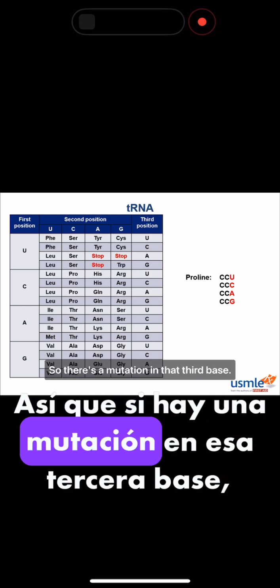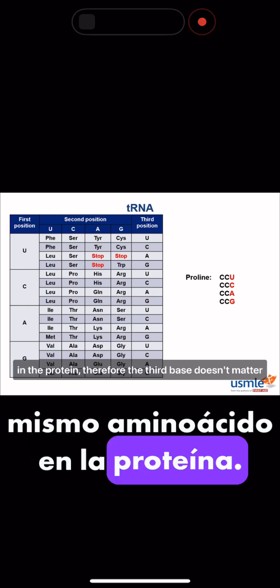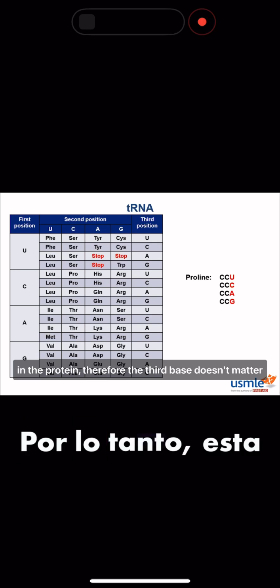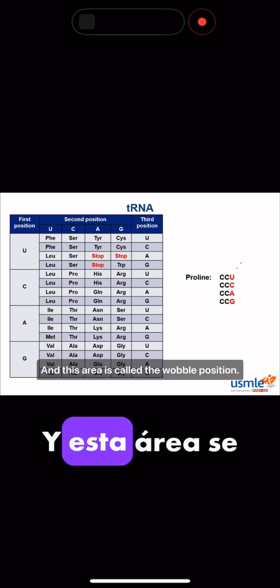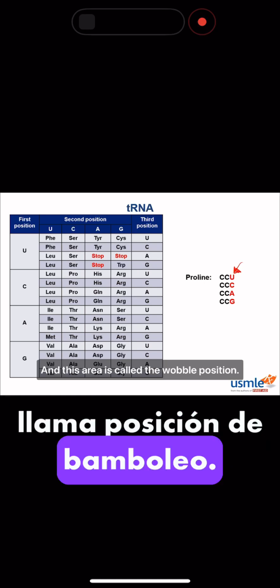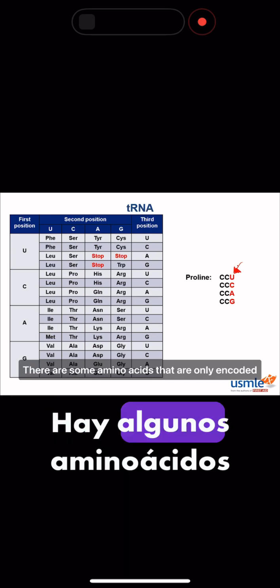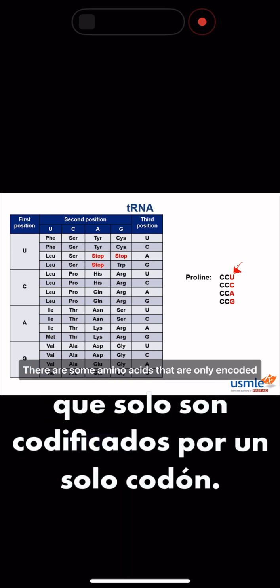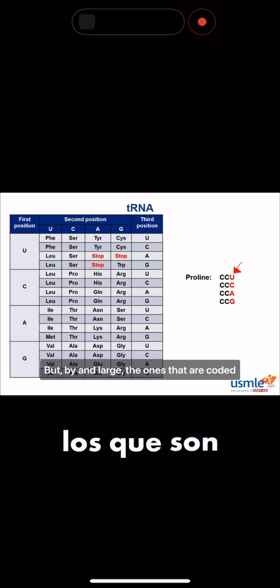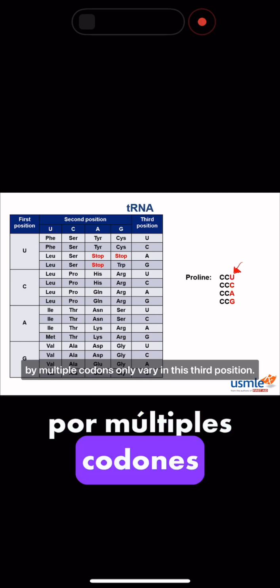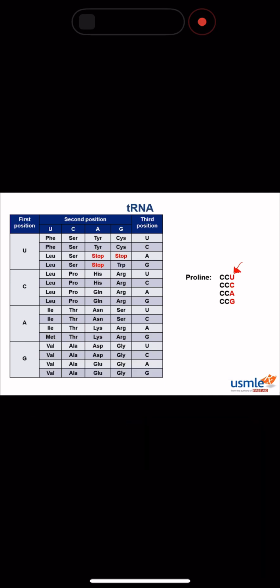So if there's a mutation in that third base, you'll still end up with the same amino acid in the protein. Therefore, this third base doesn't matter as much as the other two, and this area is called the wobble position. Now, this isn't always the case. There are some amino acids that are only encoded by one codon, but by and large, the ones that are coded by multiple codons only vary in this third position.